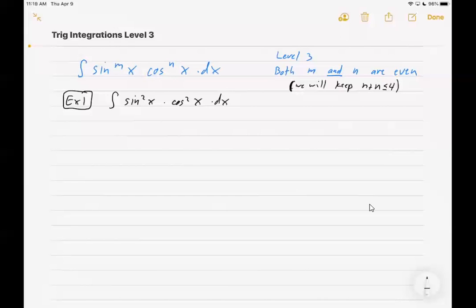Okay, so now we get into the most complicated case, but we will limit how difficult this will be. So we're still working with the form, the integral of sine to the m of x times cosine to the n of x dx. But now we're going to have both exponents be even. Okay, so that's an and statement. Both of them must be even at the same time.